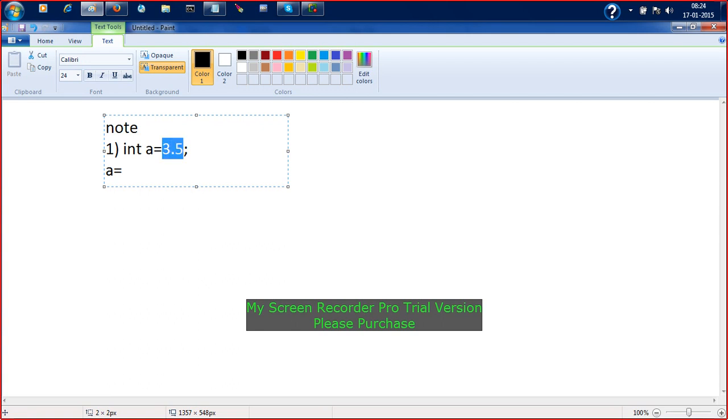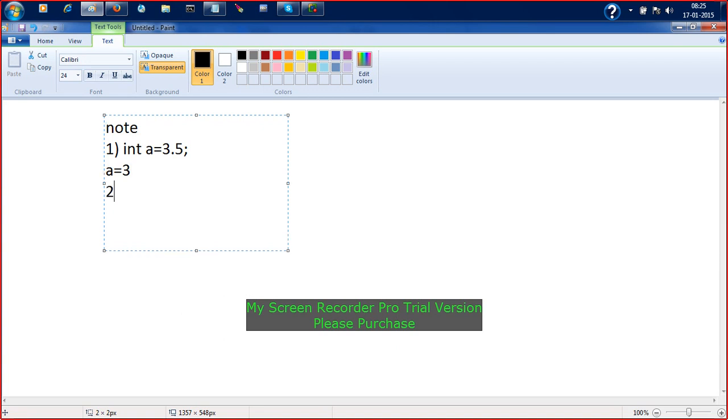What value will it take? In 3.5, the part up to 3 is the integer value, right? After the point it is a float or real number. So the compiler will take only the integer value. What's the integer value in 3.5? 3, right? So it will take the value 3 itself. The output will be 3. A equals 3 will be taken.